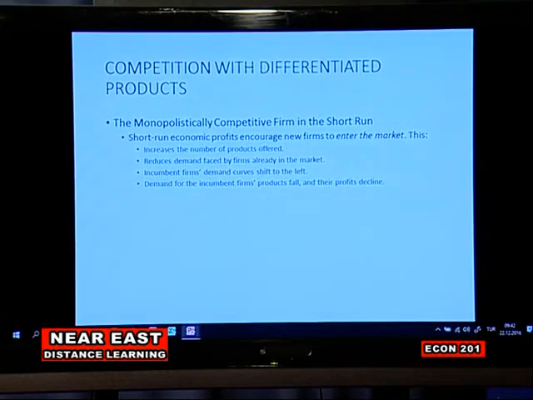Given this feature, what determines competition in the short run? In the short run, for monopolistic competition firms, there will at first be economic profits. If there is economic profit, then new firms will enter the market and face competition. As a result, there will be an increase in the number of products offered in the market. As new firms come in, each one produces goods and services that are differentiated, so the total number of goods offered to the market increases.